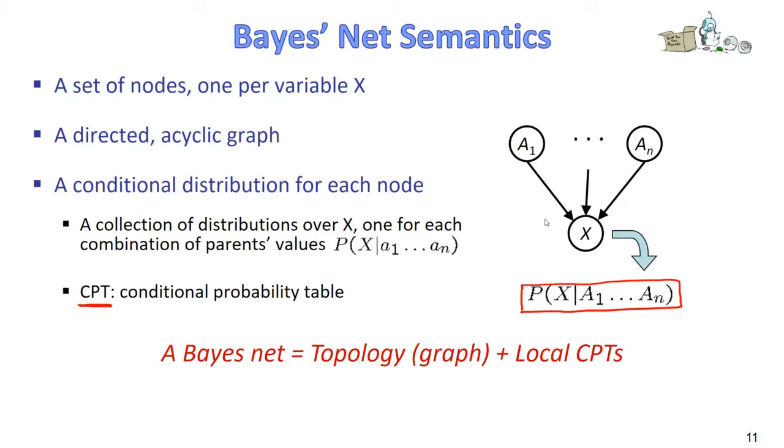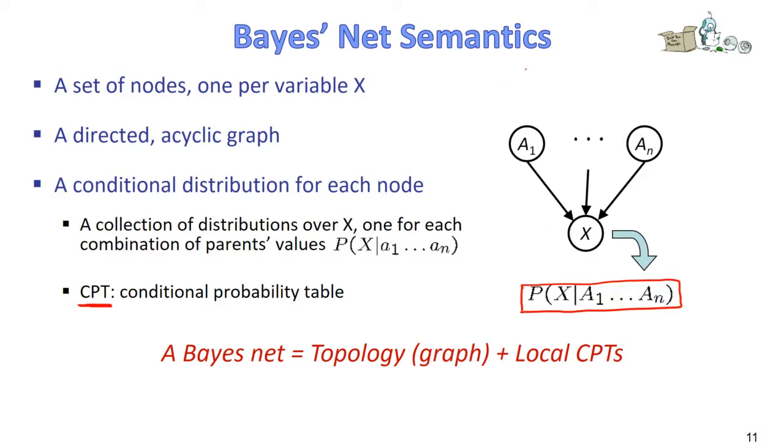So a Bayes net is a topology or structure, which is a graph. The graph is acyclic, which means that it doesn't have any cycles. It's directed, of course, as you saw, and you can think of the direction as causality for now. Plus the topology, there are local CPTs. Why do we call them local? Because the conditional probability tables here represent the relation between the variable and its parents only.